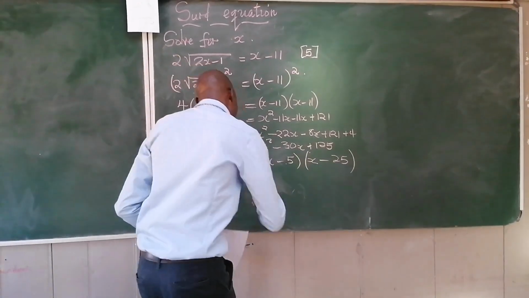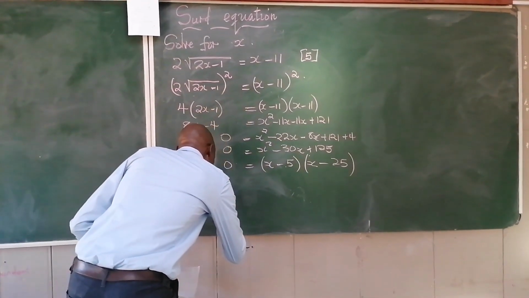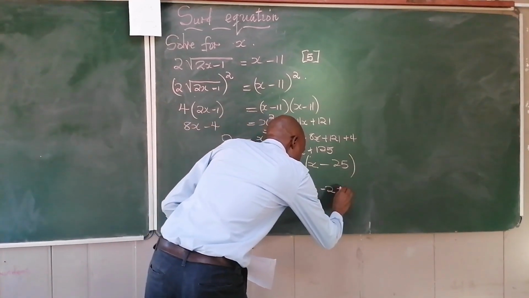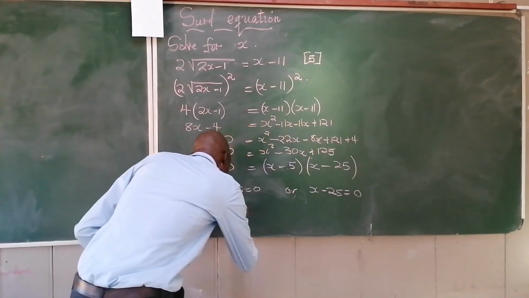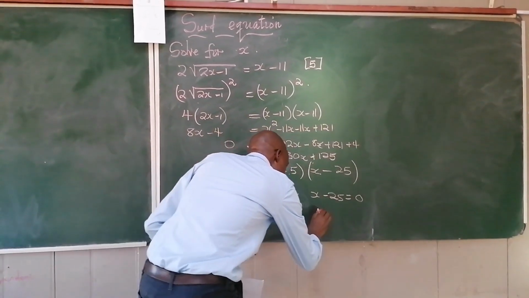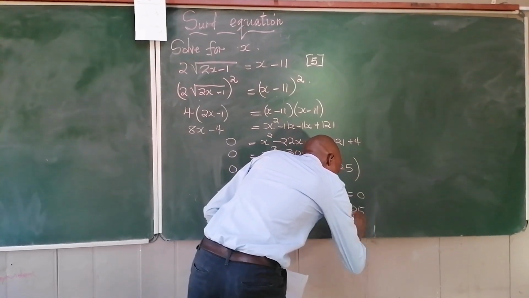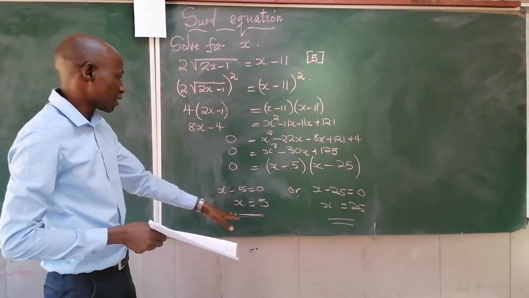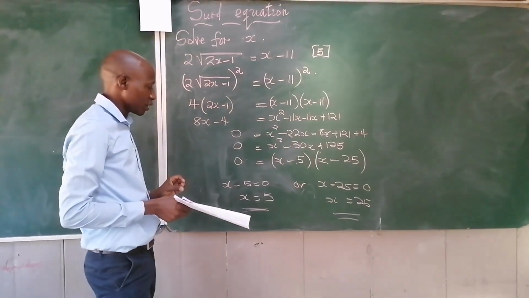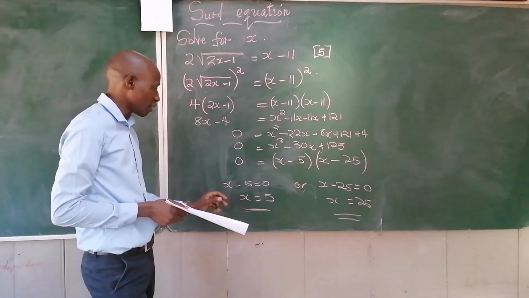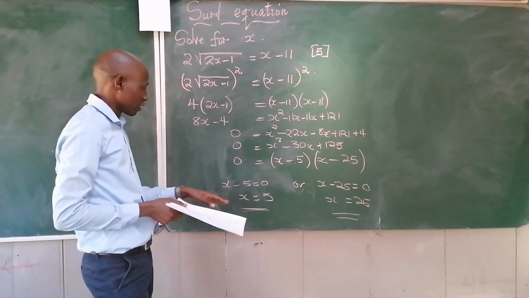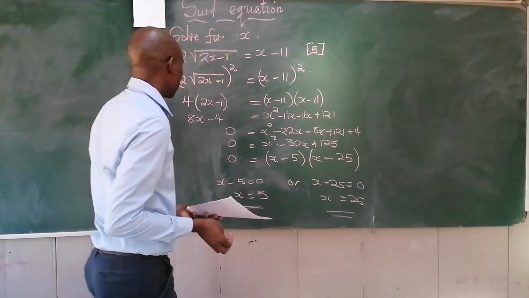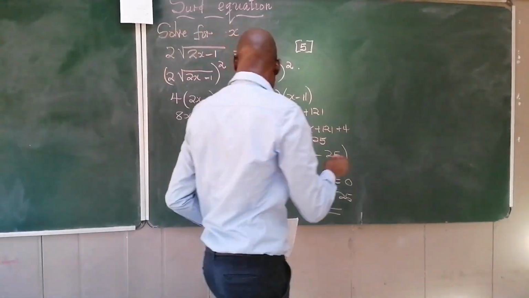Now from here, we will have our x minus 5 is equal to 0, or x minus 25 is equal to 0, which means our x is equal to 5, or our x is equal to 25. Now, many a times, learners will rest here by completing the solution, but it does not end there. You need to perform a check whether x is equal to 5 is correct, or x is equal to 25 is correct.